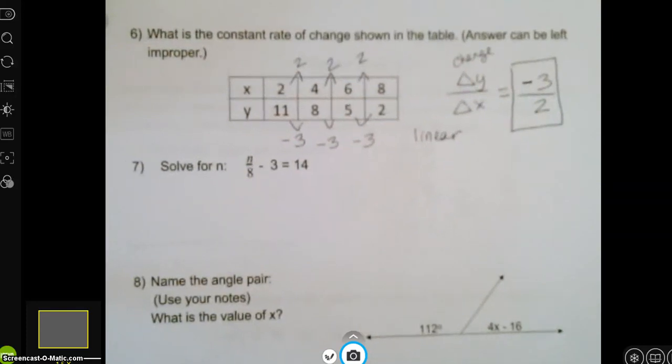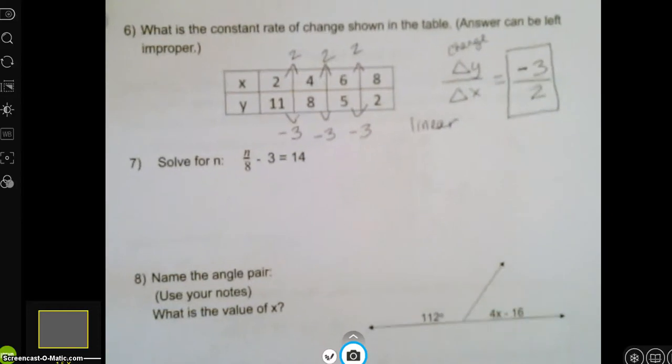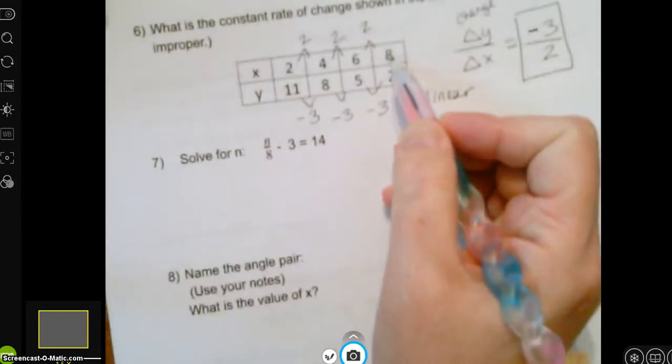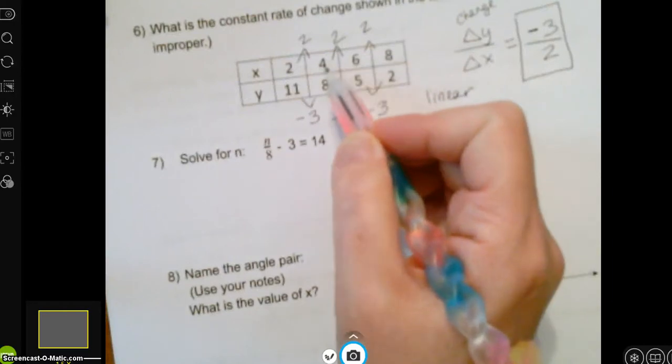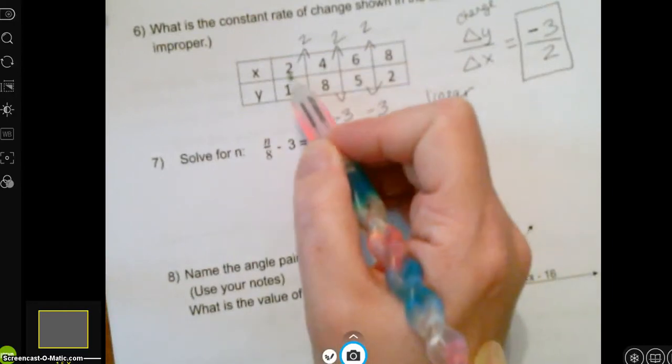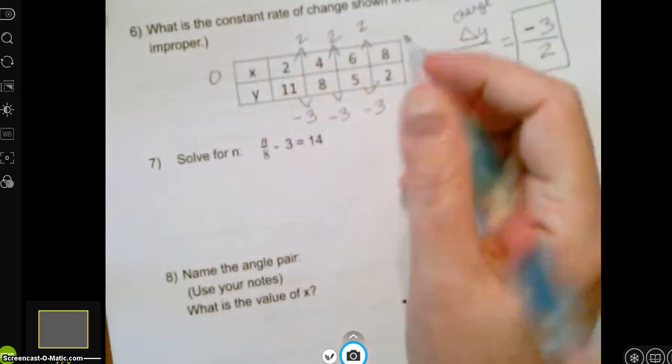The other thing I just want to go over real quick is we want to check to see if it goes through 0, 0. If it goes through 0, 0, then it's proportional because we have a constant rate of change and it goes through 0, 0. So let's follow our table backwards. 8 minus 2 is 6. 6 minus 2 is 4. 4 minus 2 is 2. 2 minus 2 is 0.